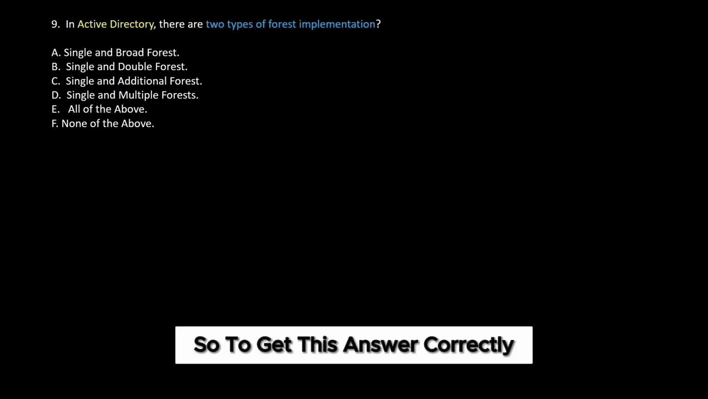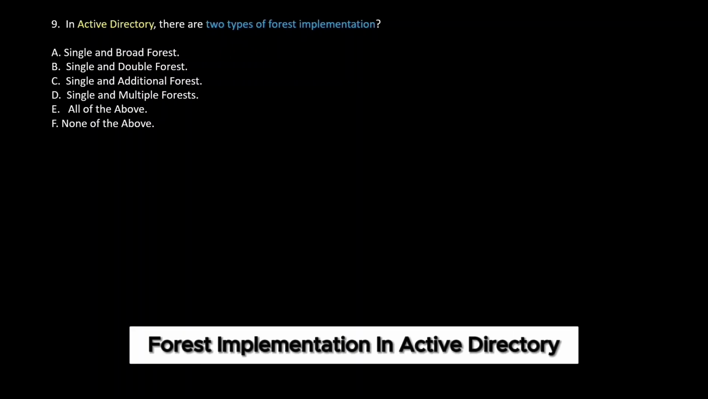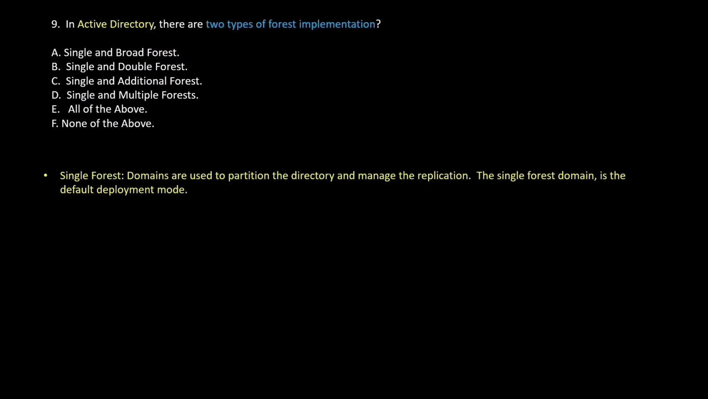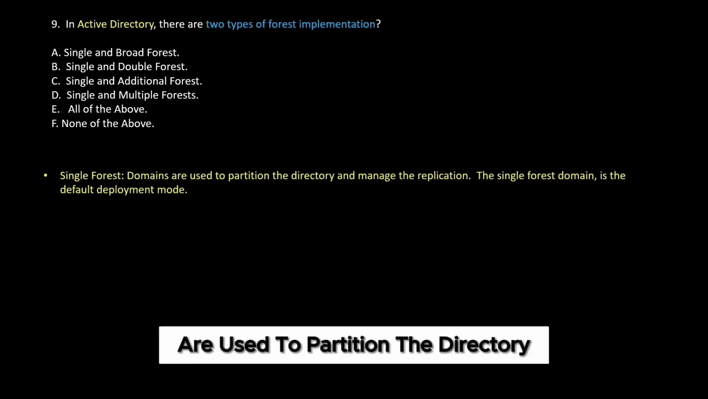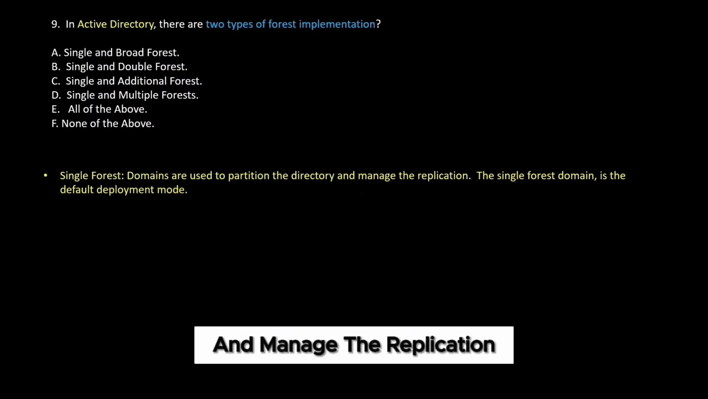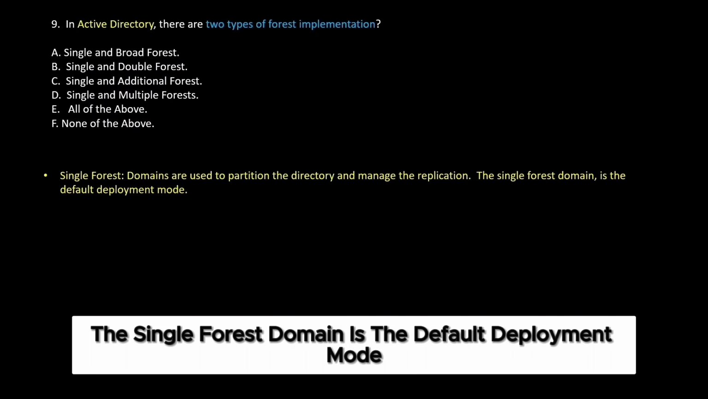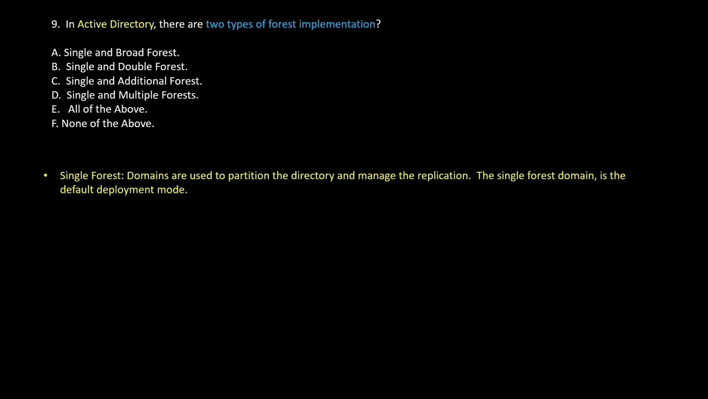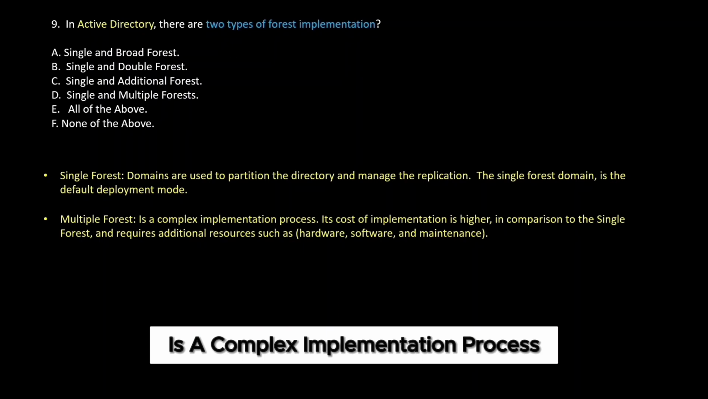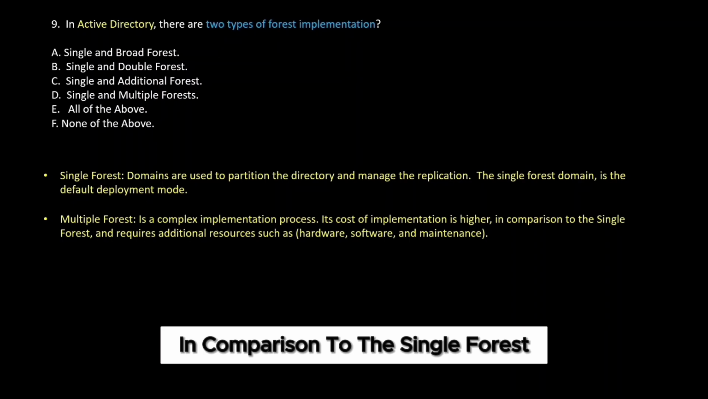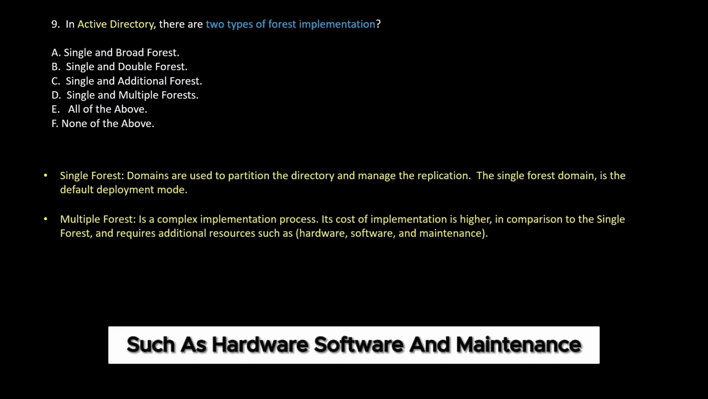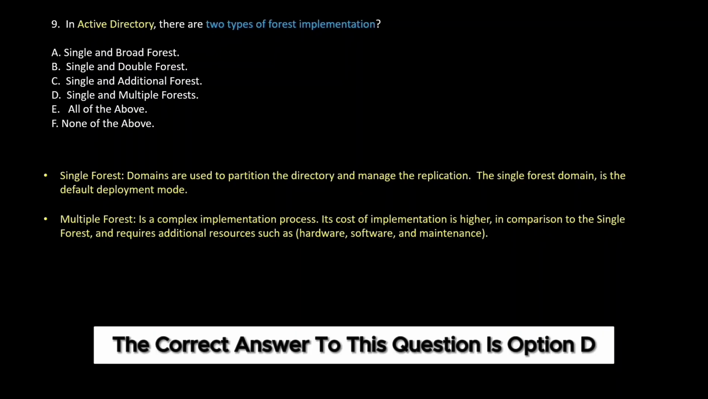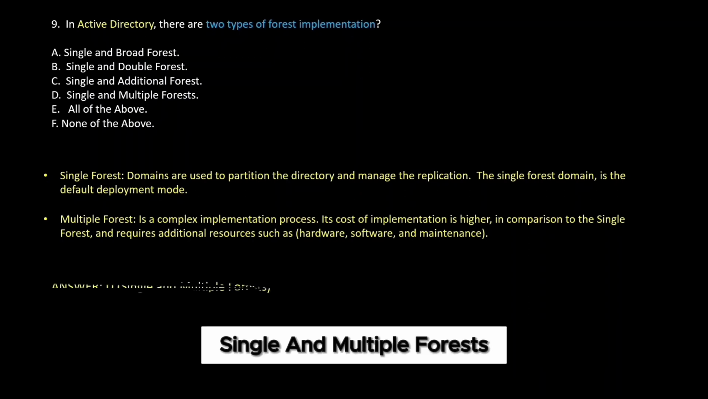So to get this answer correctly, we have to define the two forest implementations in Active Directory. Single forest domains are used to partition the directory and manage the replication. The single forest domain is the default deployment mode in Active Directory. The next is multiple forest. It's a complex implementation process. Its cost of implementation is higher in comparison to the single forest and requires additional resources such as hardware, software, and maintenance. So having defined this option, the correct answer to this question is option D, single and multiple forest.